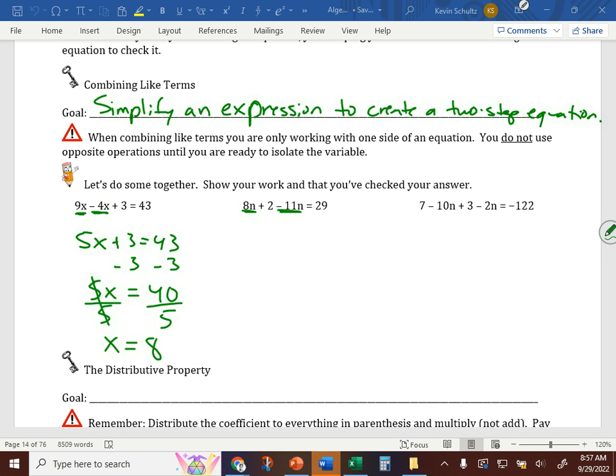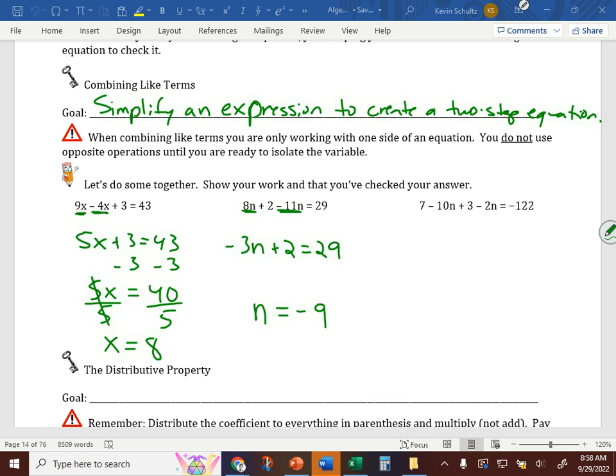And so you have 8 n's, you subtract 11, and you've got negative 3n plus 2 equals 29. All right, negative 3n plus 2 equals 29. From there is a 2-step equation. Subtract 2, divide by negative 3, and we get n equals negative 9.